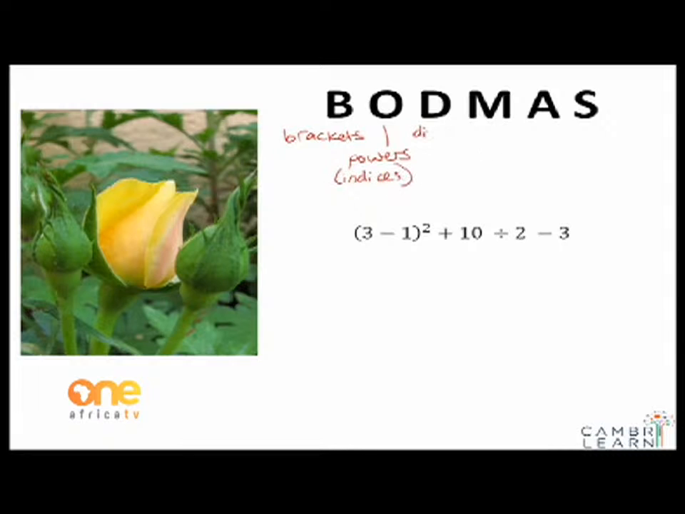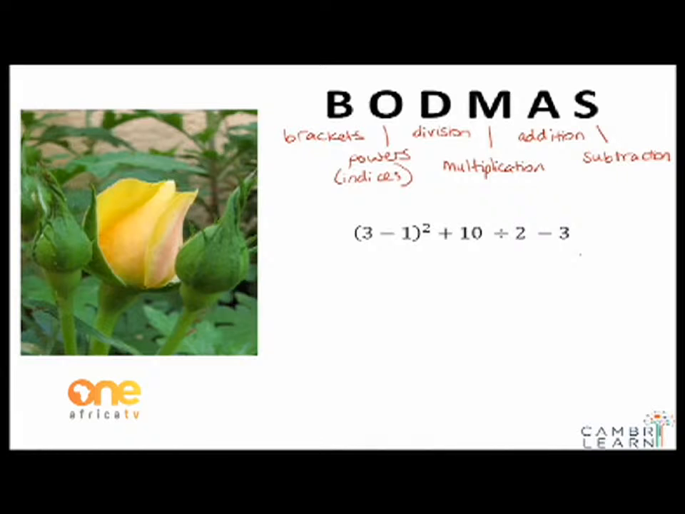D for division. M for multiplication. A for addition. And S for subtraction. And this is the order that you must always do things in. When you've got multiple operations, you go through them and you think, this is the order I do them in. Otherwise, you're going to get the wrong answer, and it's just silly because you know how to do this.